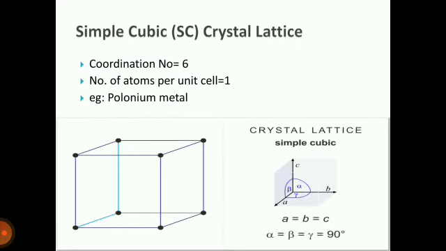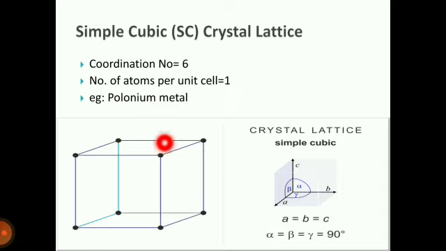Now, as I said, there are seven crystal systems, of which we are going to study 2, that is the cubic crystal system and the hexagonal crystal system. Under the cubic crystal system, we have 3 lattices, that is simple cubic, body-centered cubic, and face-centered cubic. Let us first study the simple cubic crystal lattice.